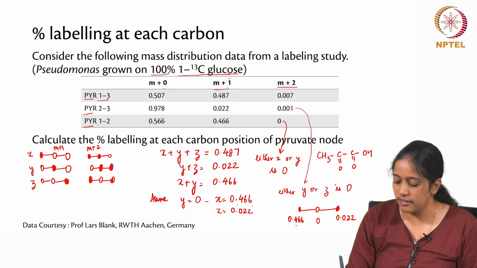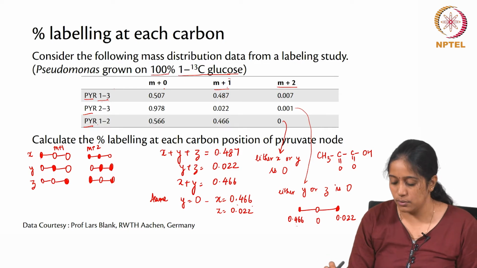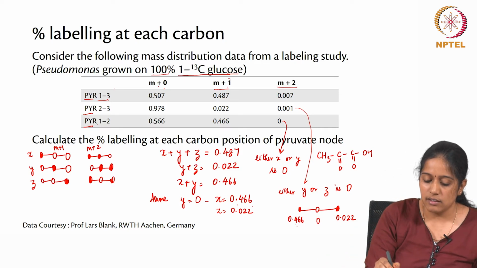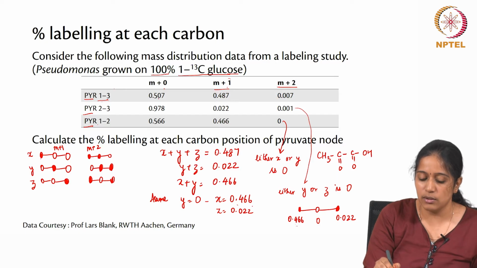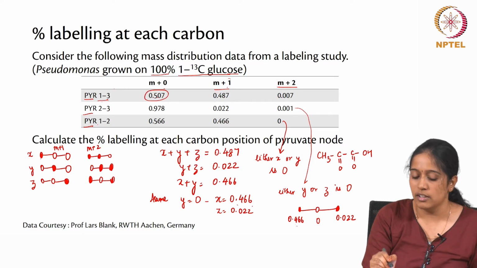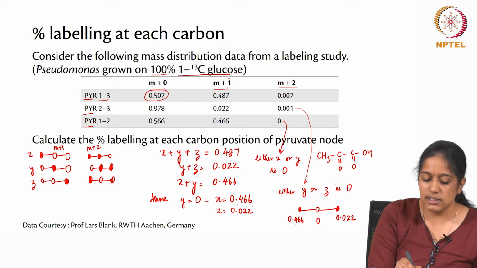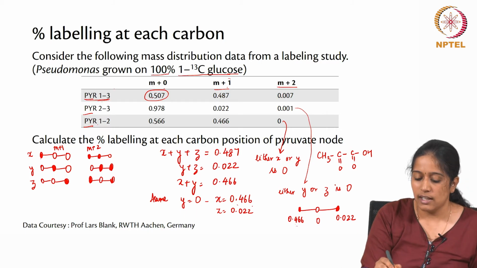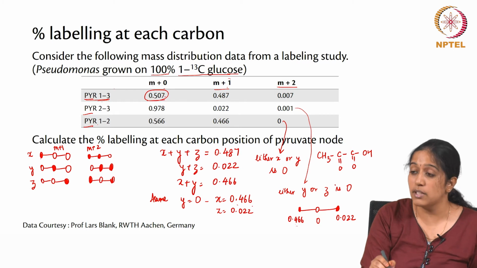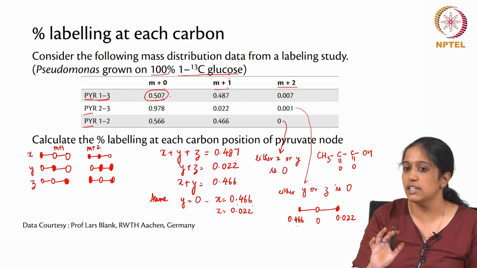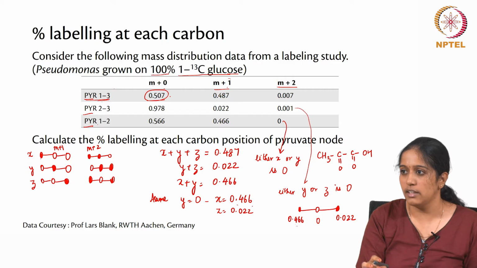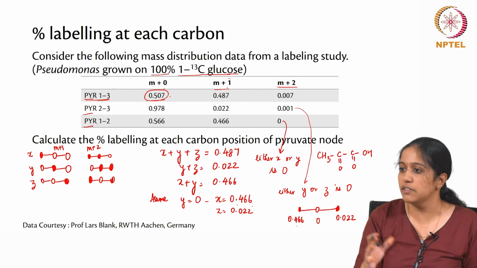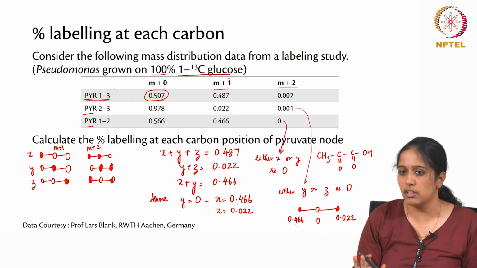Here I have 0.466 and 0.022, and if I look at this information, m plus 0 is 0.507, which means this is the information of all the 3 carbon atoms, and I can say that only 50% of the whole pyruvate is labeled, right? Isn't m plus 0 not labeled at all? Not labeled at all, which means 50% is not labeled. Okay, 50% is labeled and 50% is not labeled.